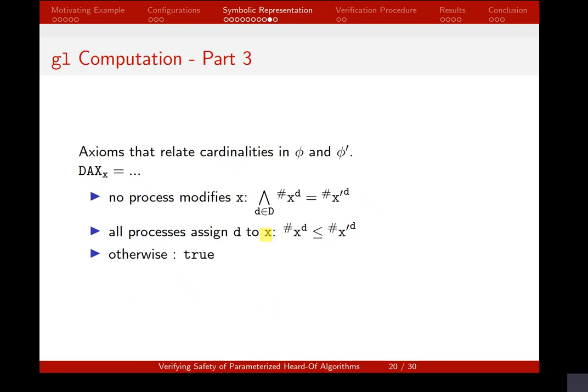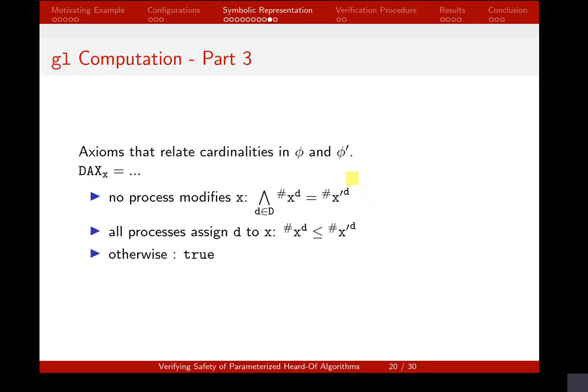The last part in computation of GL is that we need to add axioms that relate cardinalities in phi and phi prime. Those axioms were introduced in detail in our paper, and they have two versions. The exact version is costly in terms of computation. We showed that we can over-approximate it with the axioms that I am presenting here, and this over-approximation was shown to be enough to verify interesting examples.